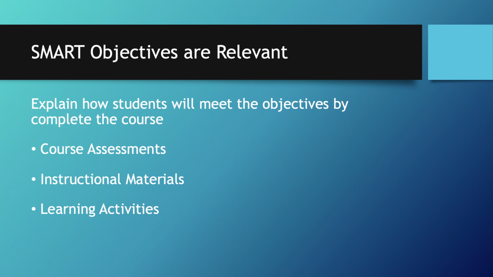So you want to make sure that you're providing your students with instructions on how they can complete these different objectives that you're going to assign to them. And those instructions are usually part of your course assessments, your instructional materials, or your learning activities. So you just want to make sure that you're making a clear correlation between those items and your learning objectives.